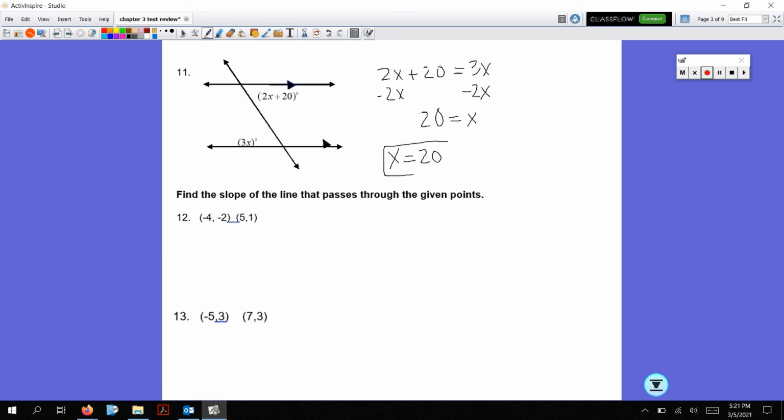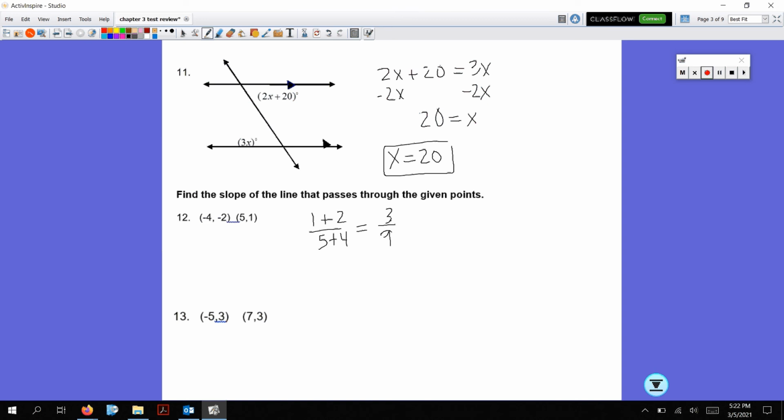That's simple. Okay. 12 and 13, it says find the slope of the line that passes through the given points. Well, we're just going to use the slope formula. 1 minus negative 2 is 1 plus 2 over 5 minus negative 4, which becomes addition again. I have 3 over 9.